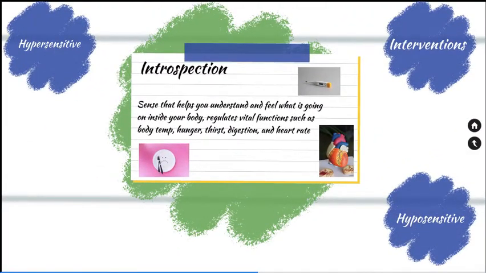Interoception is a sense that helps you understand and feel what is going on inside your body. It regulates vital functions such as body temperature, hunger, digestion, and heart rate. There are receptors inside our organs that send information about these functions into our brain.